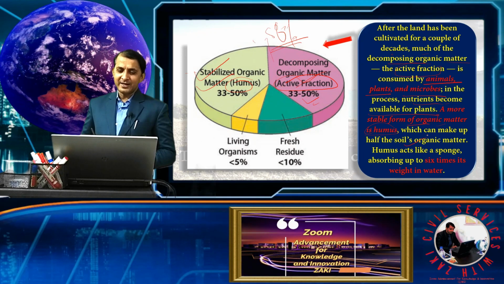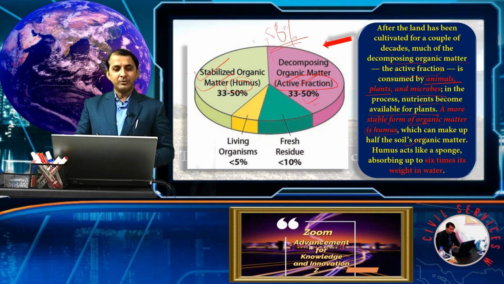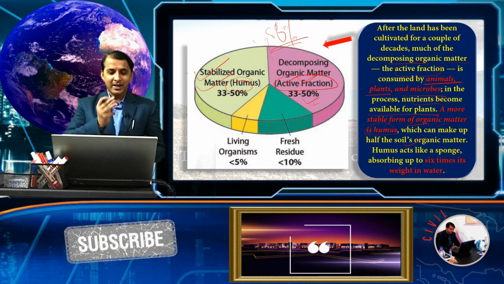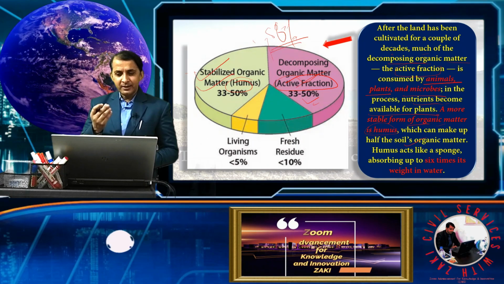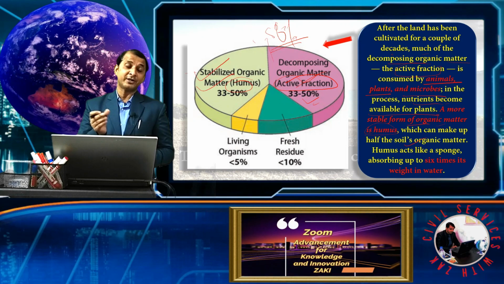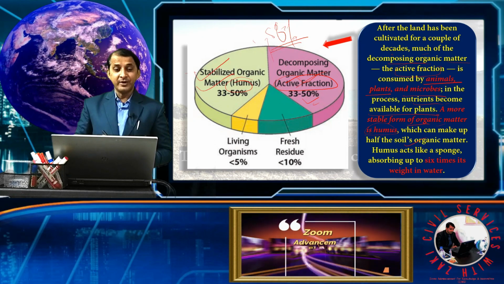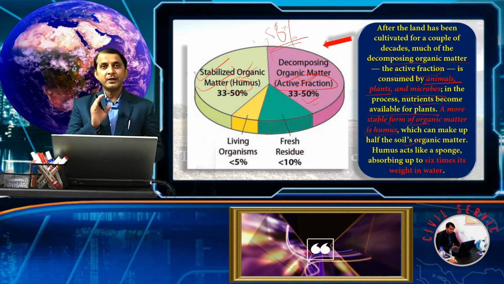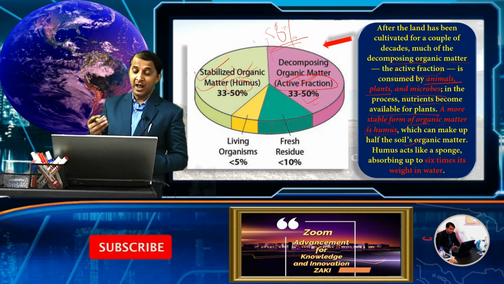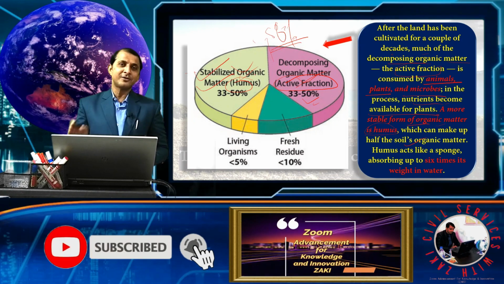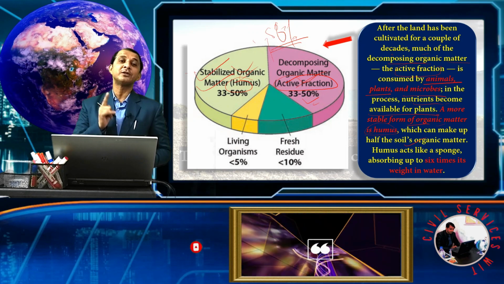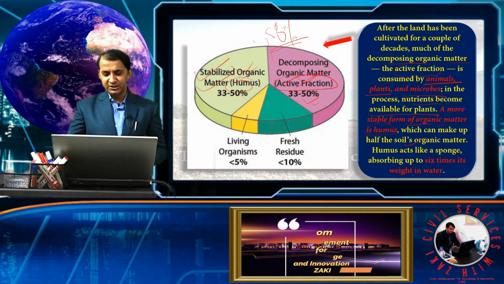So humus acts like a sponge. Humus is very significant for soil health, and it absorbs up to 6 times its own weight in water. So it is very significant for soil productivity, soil health, and also in agriculture. That's why this video is also very significant for the civil services mains examination.